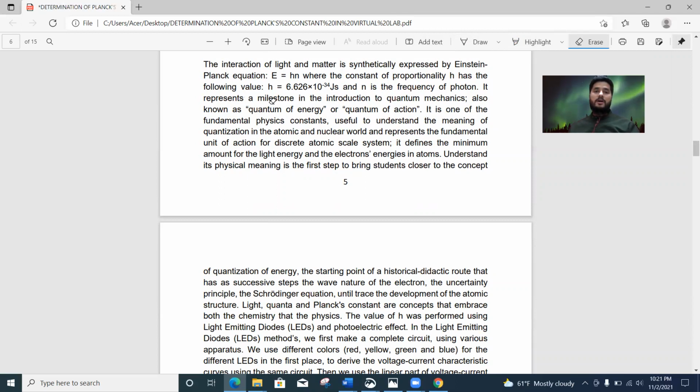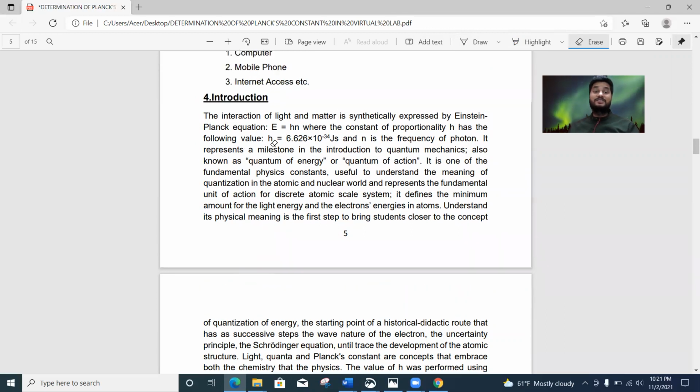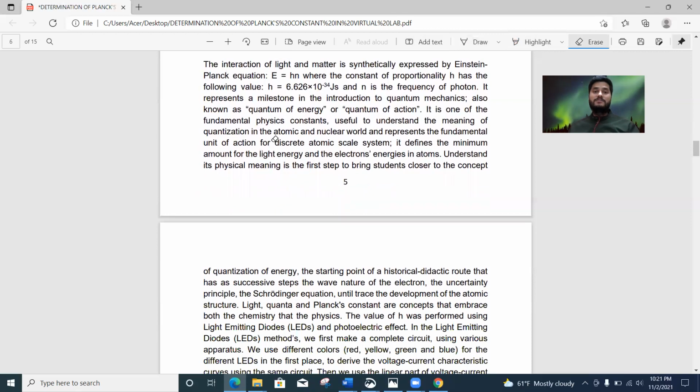It represents a milestone in the introduction of quantum mechanics, because the value of this h is used in most of the equations. I think in quantum equations, the most commonly appearing physical constant is this h. So this is the milestone to the introduction of quantum mechanics, as well as quantum theory or quantum action in physics, as well as in chemistry.